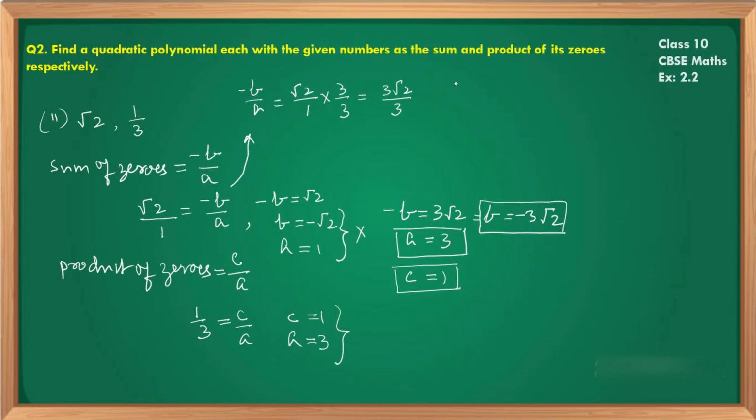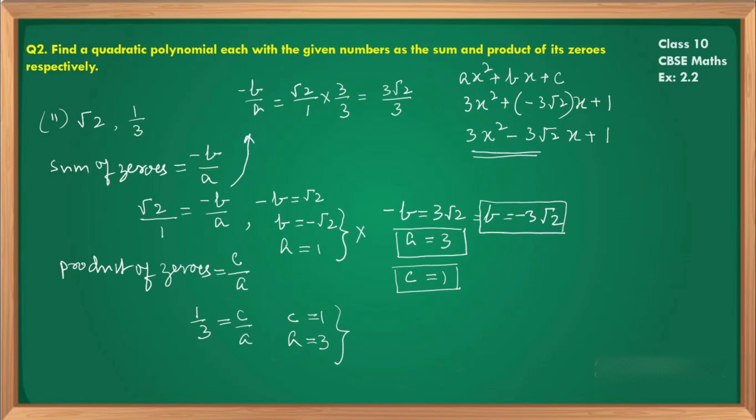Now we can form the equation, whose general form is ax square plus bx plus c, and in place of A you have 3x square plus B is minus 3 root 2 into x plus C is 1. Now this is equal to 3x square minus 3 root 2 into x plus 1. So this is the quadratic polynomial for question number 2.